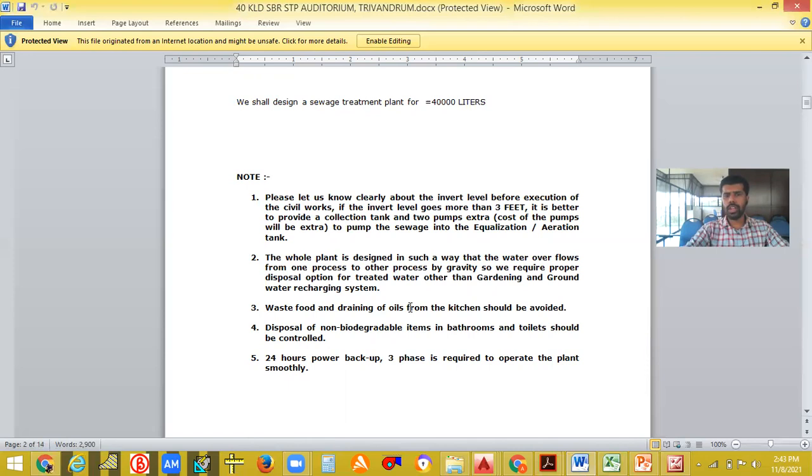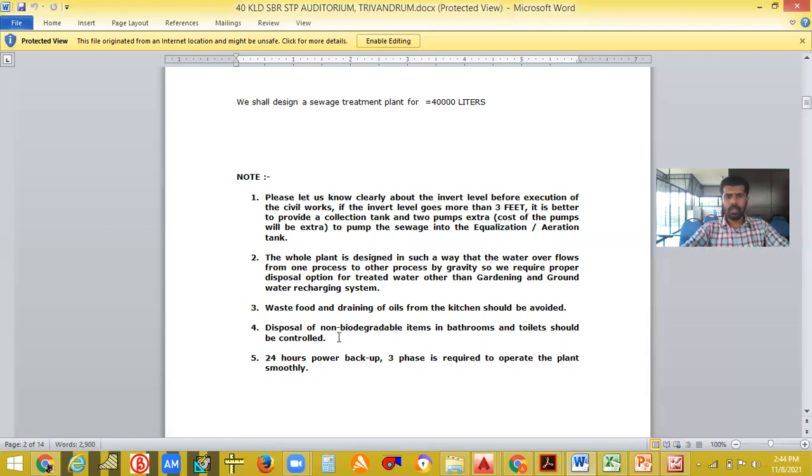Waste food and draining of oils from the kitchen should be avoided. Inside the STP there are aerobic bacteria for the treatment process. When food waste and oils come in, they will affect its process. So we should avoid oils and those things. We can keep grease receptors, or grease or oil separators, before the STP.